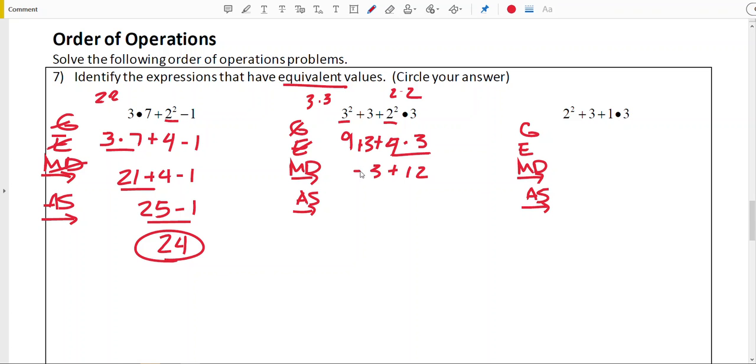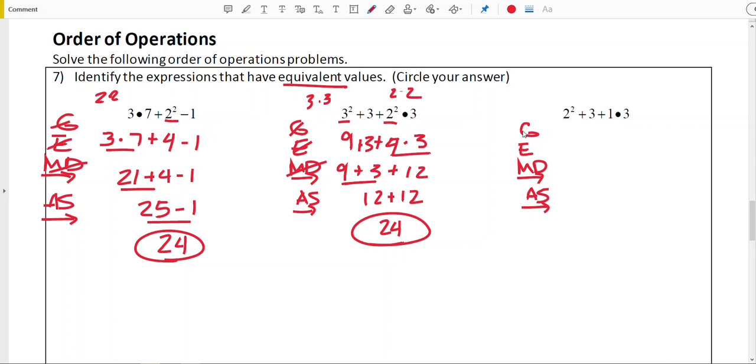I still have the plus 3 and the plus 9. No more multiplication or division, so I'm left with addition and subtraction. Start from the front. 9 plus 3 is 12, and 12 plus 12 for my last part of the problem is 24. Now, these two are equal, so these could be my answers, but I'm going to double check this last one just to make sure I didn't make a mistake, because it says identify the expressions, so there could be all of them equal to 24.